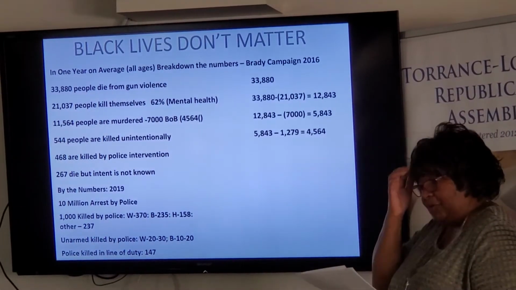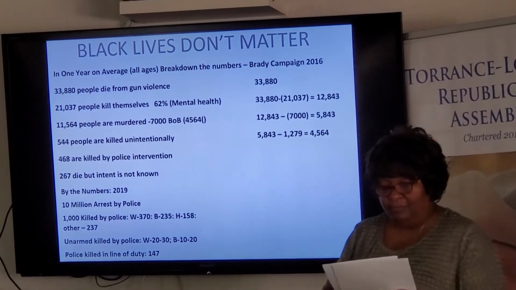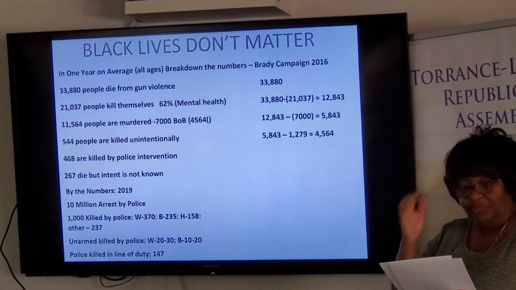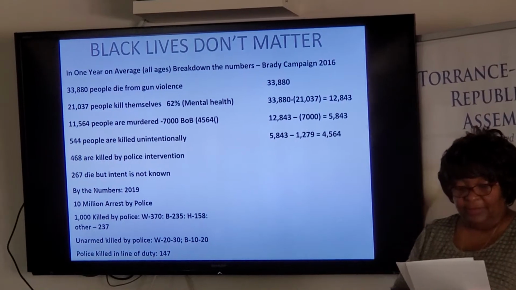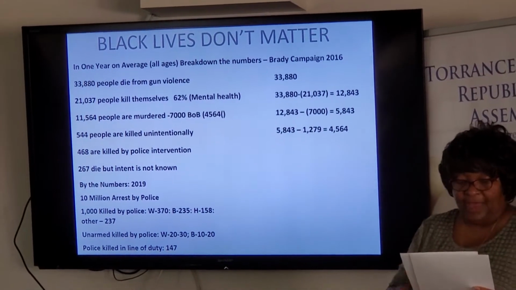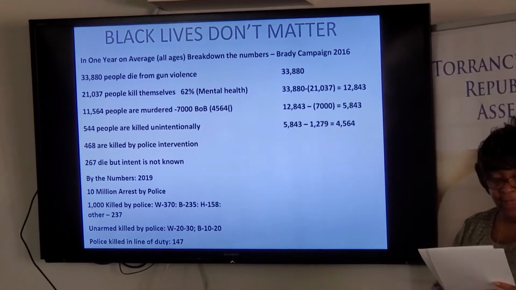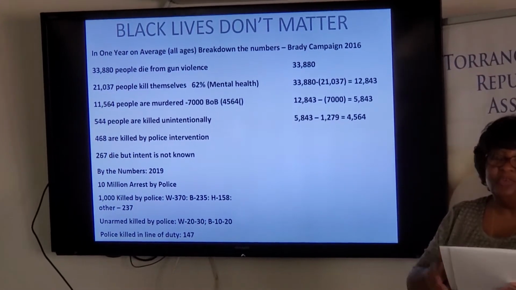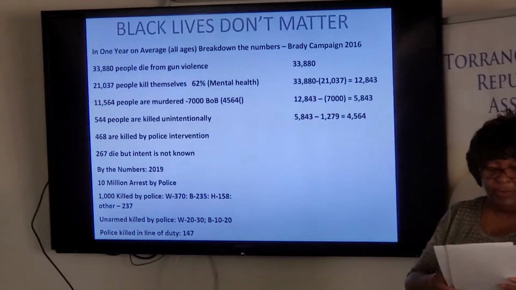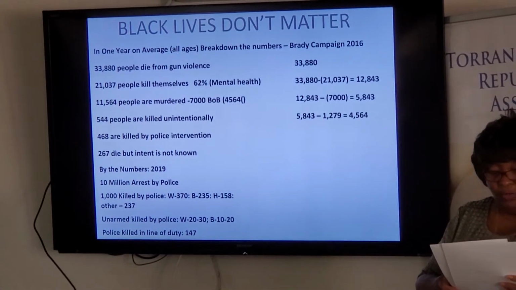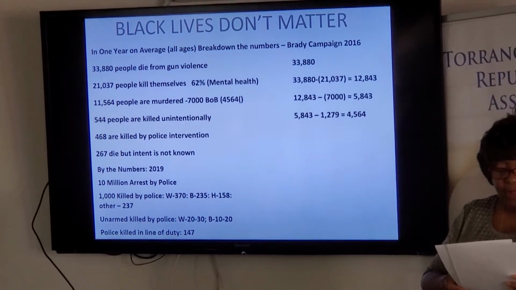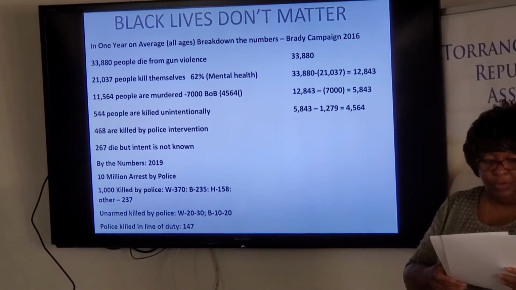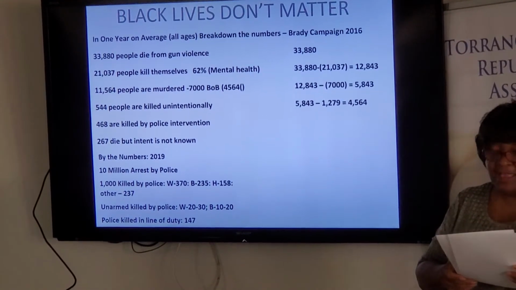Now, this one we talk about too, because you always hear about the number of people that died from gun violence. This initial statistic was back in 2016, and they said about 33,880 people died from gun violence, okay? What they don't tell you is 62% of those people were suicides. So you're thinking all these people are running around killing each other, okay? Which is not happening, okay? 11,562 people are murdered, 7,000 or 8,000 of those are black.